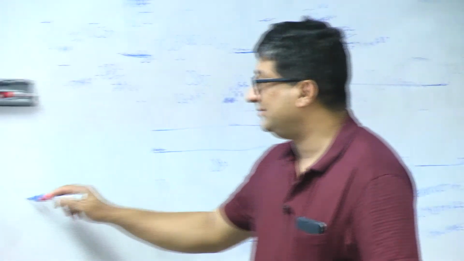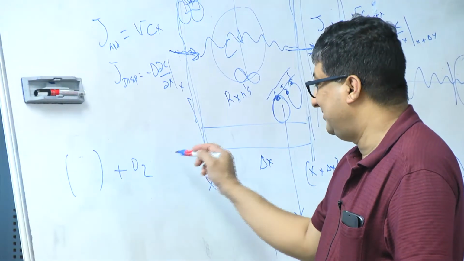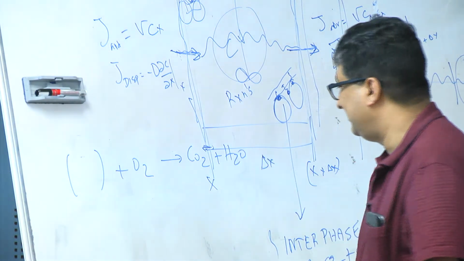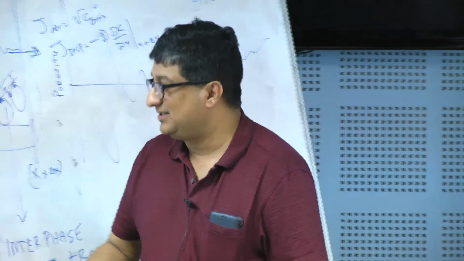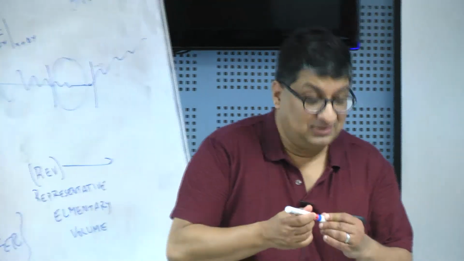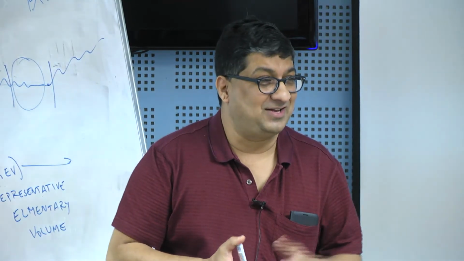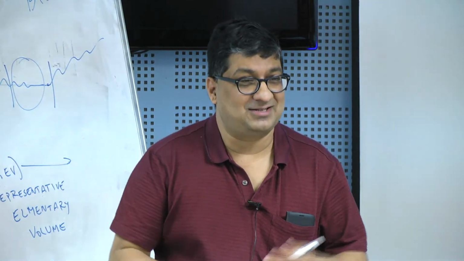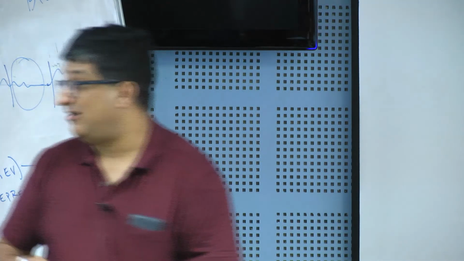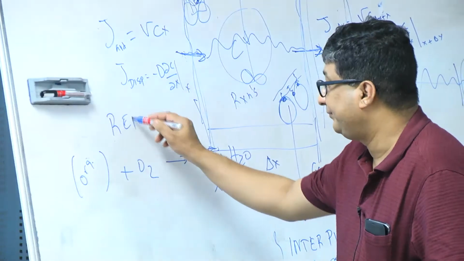So you have some chemical that goes to CO2 plus H2O, right? So if this is some organic chemical, what is that type of reaction called? That's an oxidation reaction. Whenever something oxidizes, something has to reduce, right? So this is what we call a redox reaction.